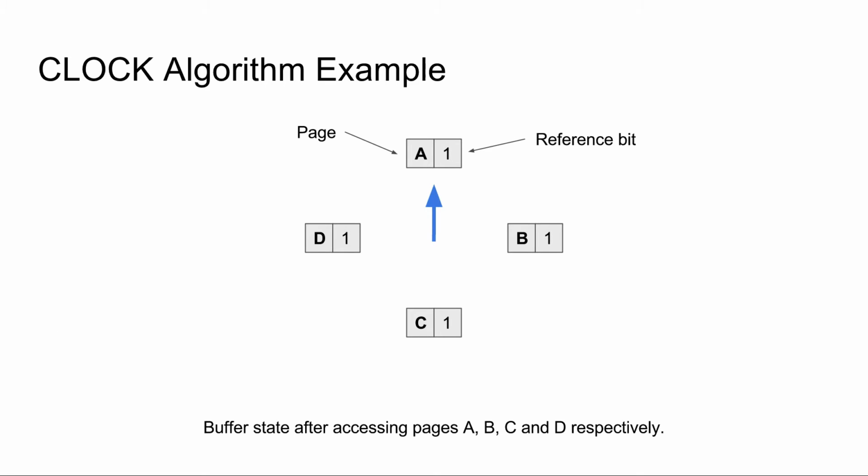Here we'll take you through a simple example to help us illustrate the clock algorithm visually. Prior to the buffer being in the state shown here, pages were accessed and added to the buffer in the order A, B, C, and then D. You can see that all the reference bits are initialized to 1, and the clock hand is initially pointing to the oldest page in the list.